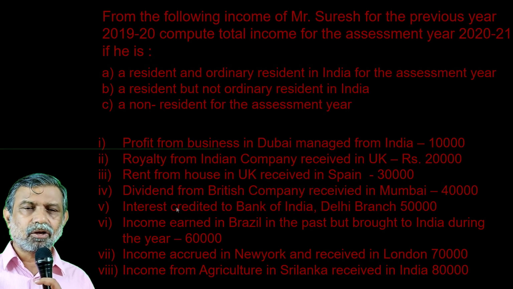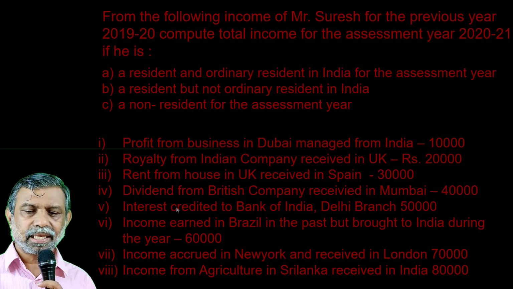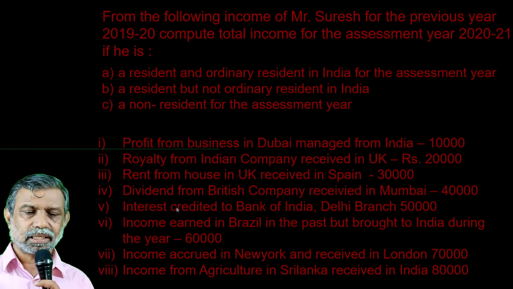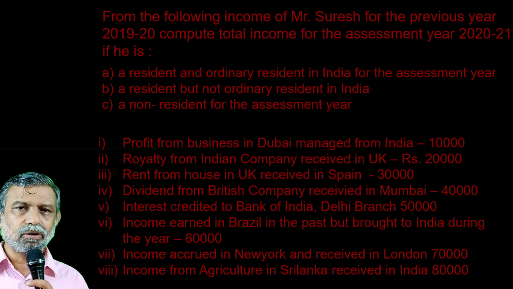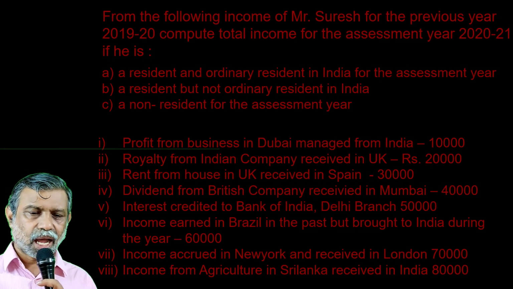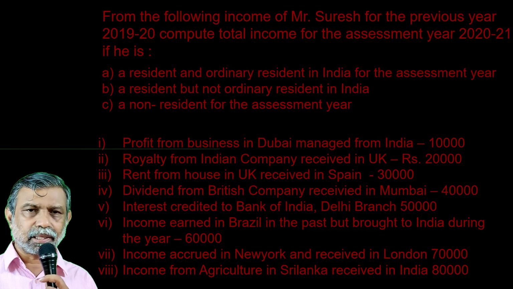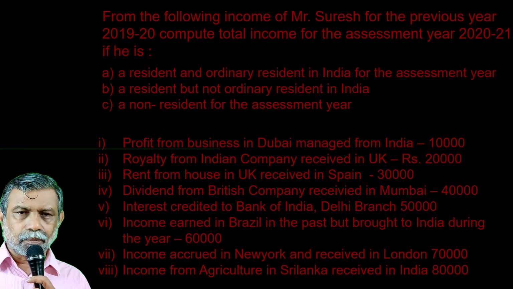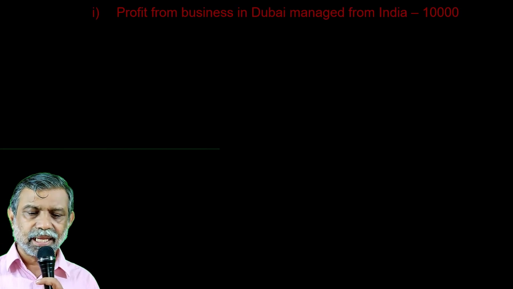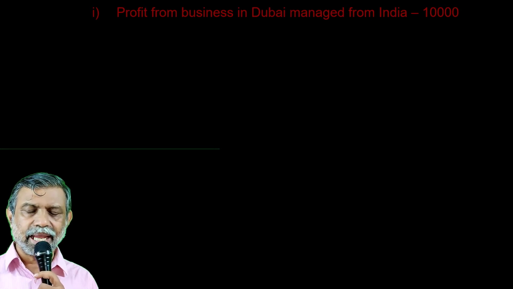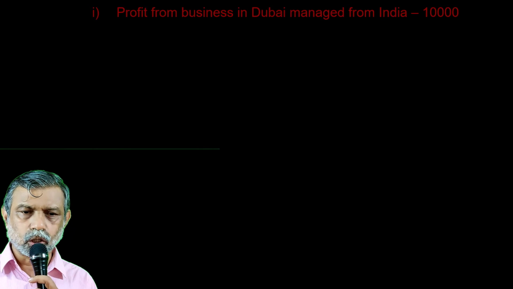Yes, we need to consider him as a resident and ordinary resident in India for the assessment year, resident but not ordinarily resident, and non-resident. All three cases we need to consider. I hope you got the problem. Assessment year is 2021, so the previous year is 2019-20. Now before we solve the problem, let us go through item by item and find out which category it comes in. First one, profits from business in Dubai managed from India, 10,000.